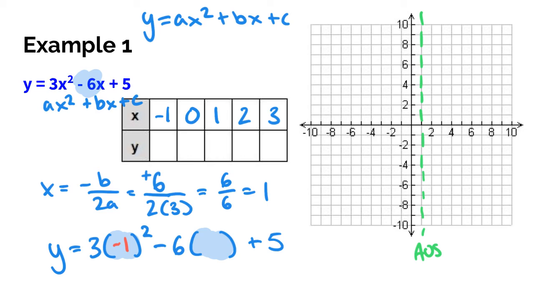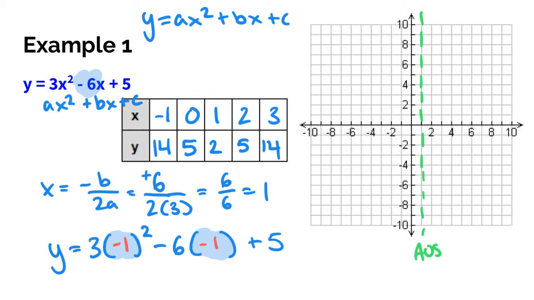But because I have a second x in this function, I'm going to plug it also in here. So every input is being plugged in twice. Okay, and then we're going to evaluate each of those for our given outputs. And what I would get is 14, 5, 2, 5, and 14.